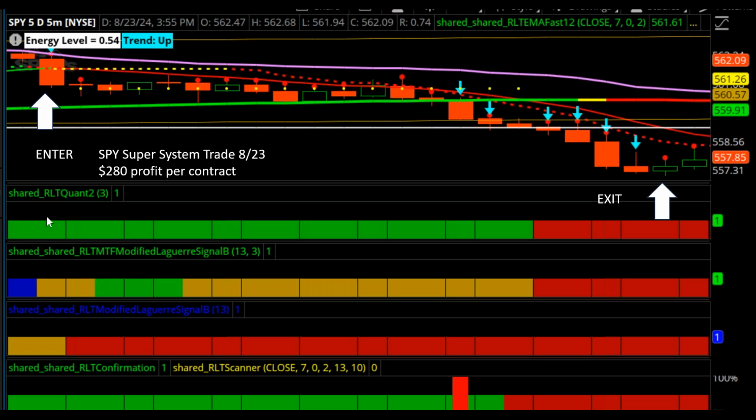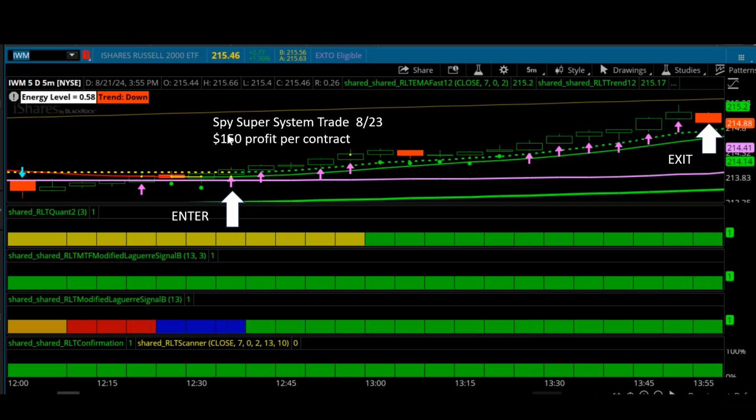And again, we have to wait for these and we look for these. But notice that we're bearish here, and it stayed bearish the whole time, and the stock price just kept coming down. All right, so that was on the 23rd. This was another one I did on the 23rd. This was a second trade on the 23rd. This was on the IWM. This is on the Russell 2000.